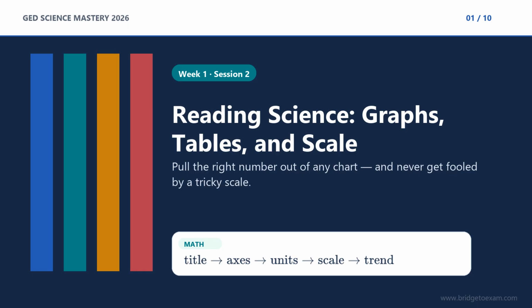Here is a quiet truth about this test. More points come from reading a graph or a table correctly than from any single fact you could ever memorize. If you can calmly find the right number and describe a trend in plain words, you will outscore people who know more science but read carelessly. Reading a chart is a skill, and like any skill, it gets better with practice. So today we practice slowly and carefully.